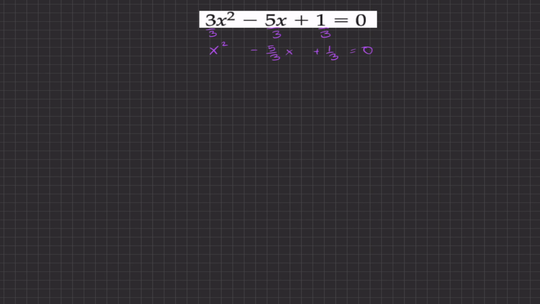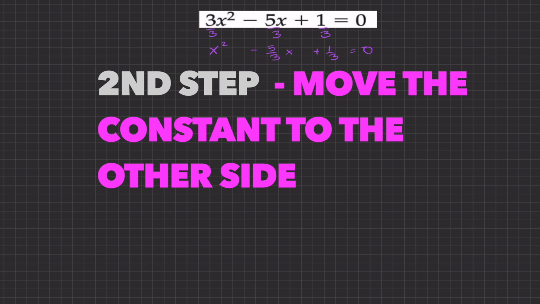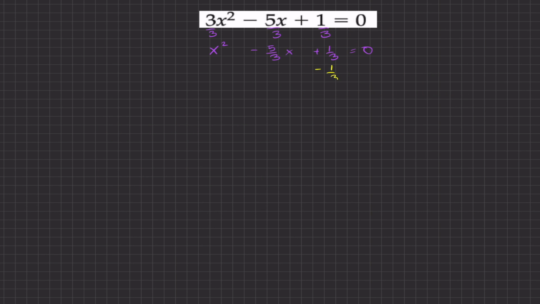Next step, step number 2. Let's get rid of this constant right here. We want that on the other side. Subtract 1/3 from both sides, and now we're left with x squared, and you got minus 5/3 right there, and on the right you got negative 1/3. So not too bad, right?